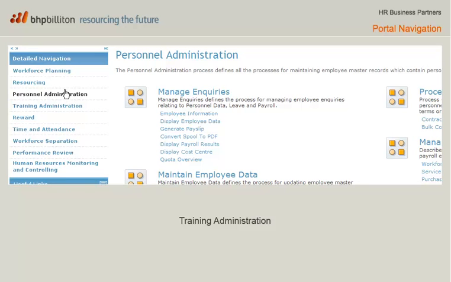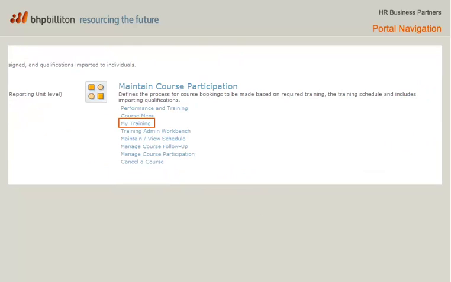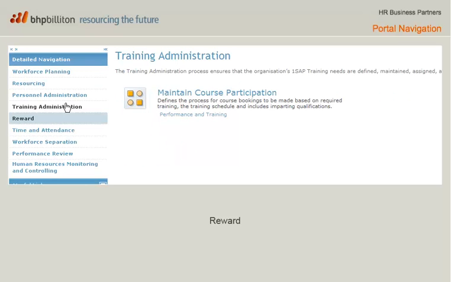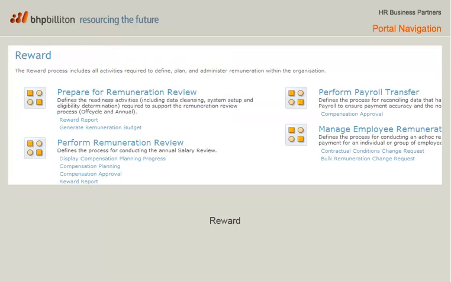Select the next link, Training Administration. The My Training link is relevant for all users as it assesses individual users' SAP training only. All other training is captured in the Learning Management System, LMS. Scroll back to the navigation pane. The next section we will look at is Reward. Click on the hyperlink. The reward screen is divided into these areas.